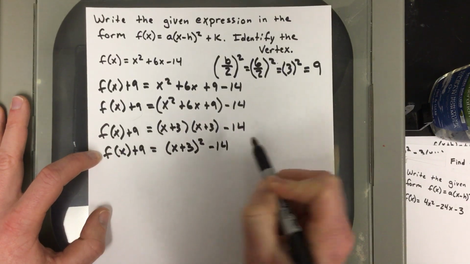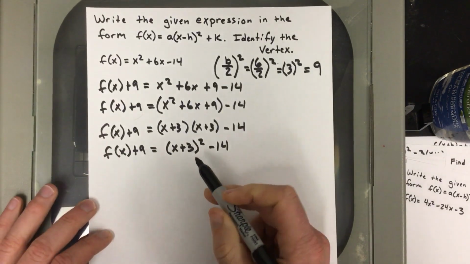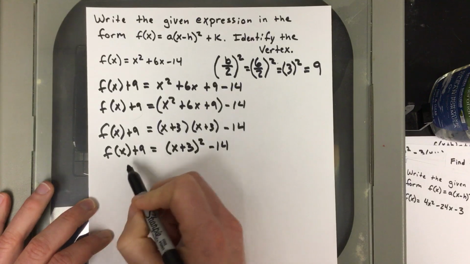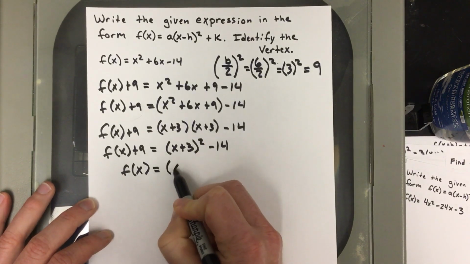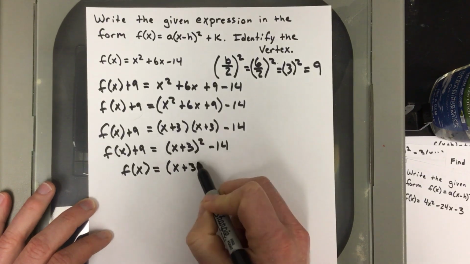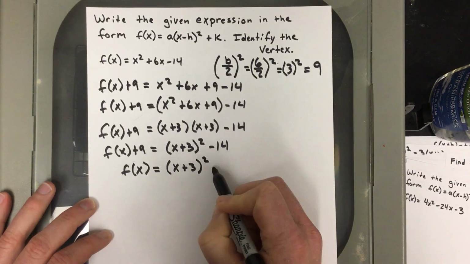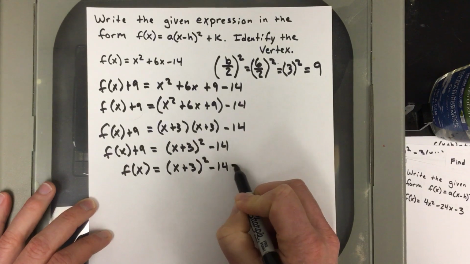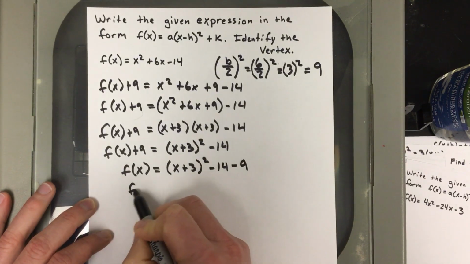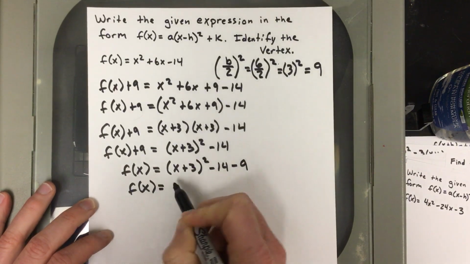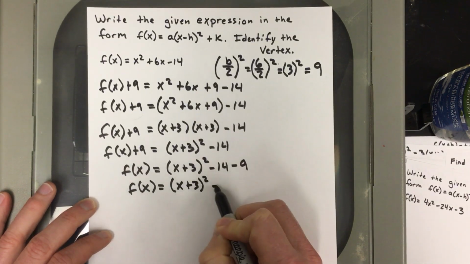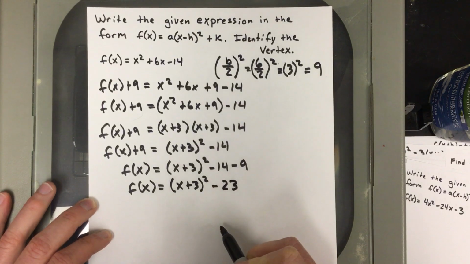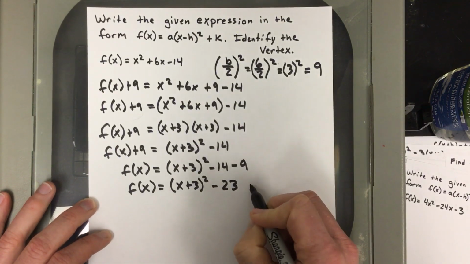minus 14. And the last thing I need to do is subtract 9 on each side, and that would be f of x equals x plus 3 squared minus 14 minus 9, which is f of x equals x plus 3 squared minus 23. Vertex form. So this is vertex form.